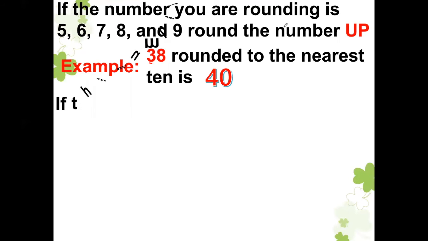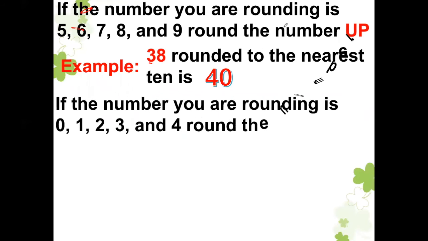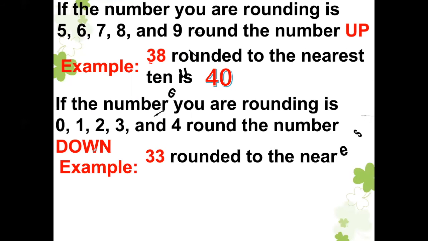And if the number you are rounding is 0, 1, 2, 3, and 4, round the number down. Let's have an example. 33 rounded to the nearest 10 is, okay, so you have here 3 tenths. So what number is beside 3? So it's 3. So 3 is here. So we're going to round this number to 30.